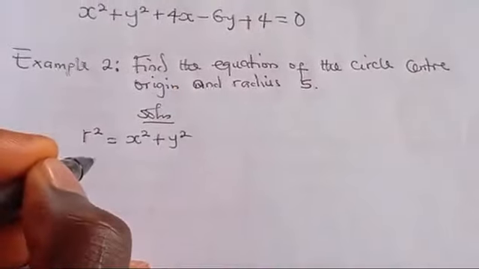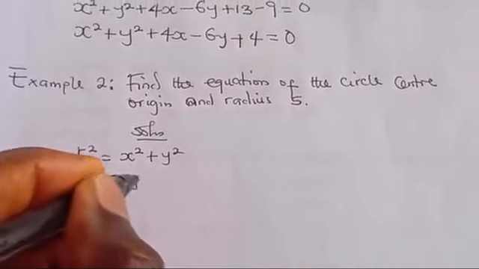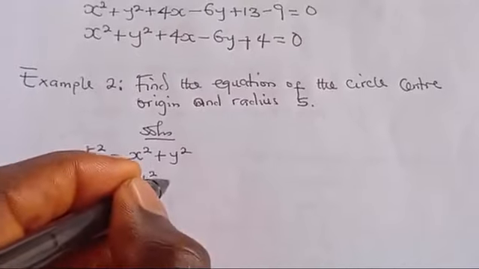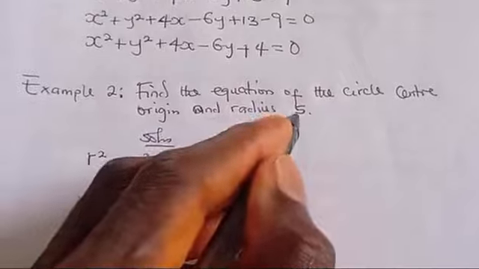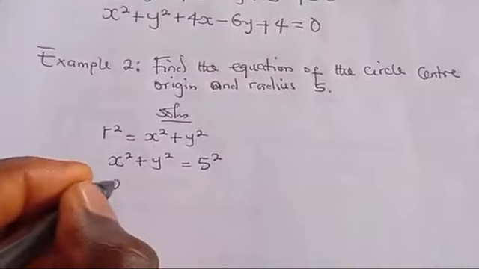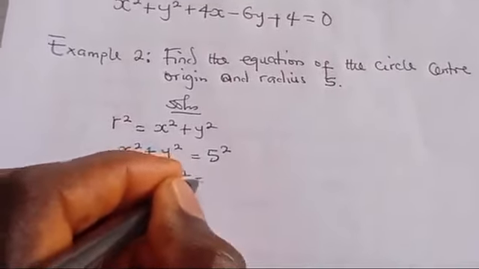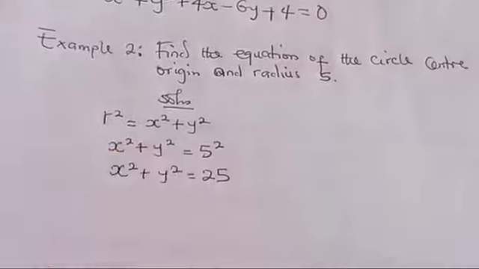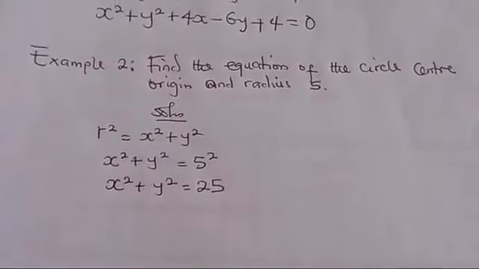The equation of this circle will be x squared plus y squared equal to 5 squared, because the radius was given to us as 5. And finally we'll have x squared plus y squared equal to 25 as the equation of this particular circle.